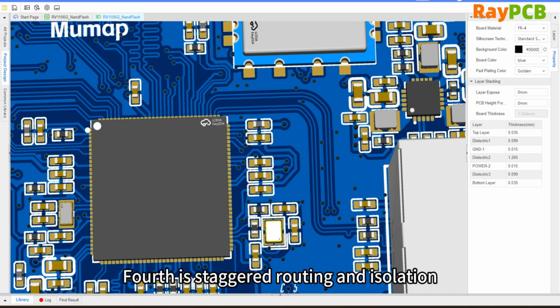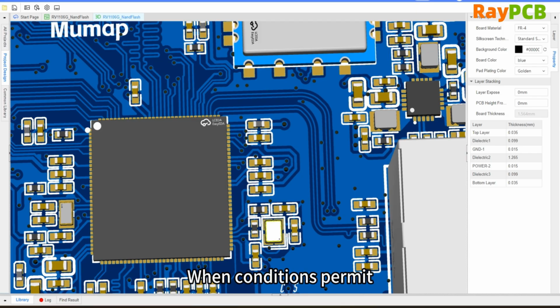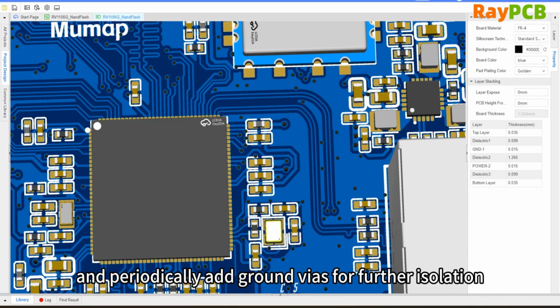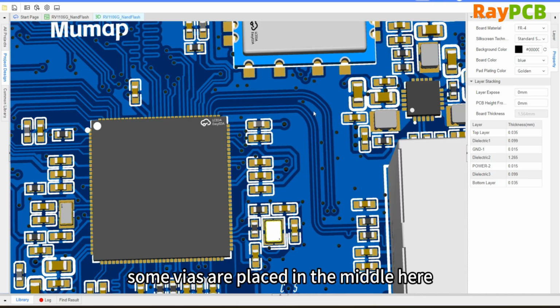Fourth, staggered routing and isolation. When conditions allow, consider staggering parallel traces instead of aligning them completely to reduce loop area. In particularly sensitive core areas, you can use guard traces and periodically add isolation vias for further separation. For example, here in the middle, an isolation via has been added, serving the purpose of isolation and protection.